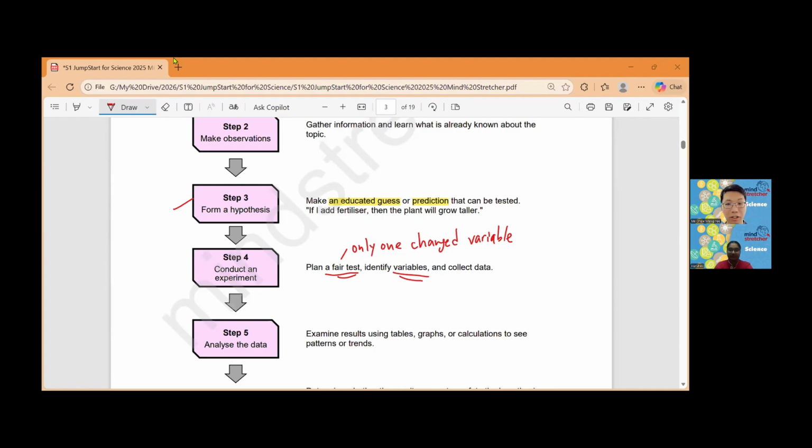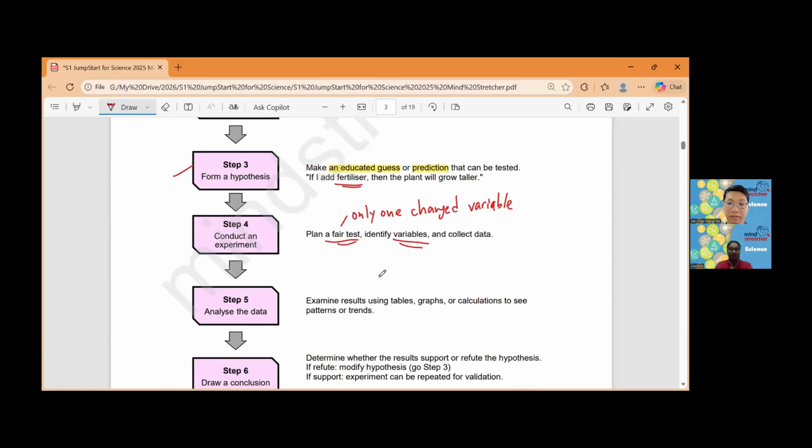So coming back to this situation, if I use a fertilizer, maybe the plant will grow taller, maybe the plant will not, maybe the plant will die. So these are different hypotheses that we can make. And then we do the experiment to test that. Yeah, it's a guess.